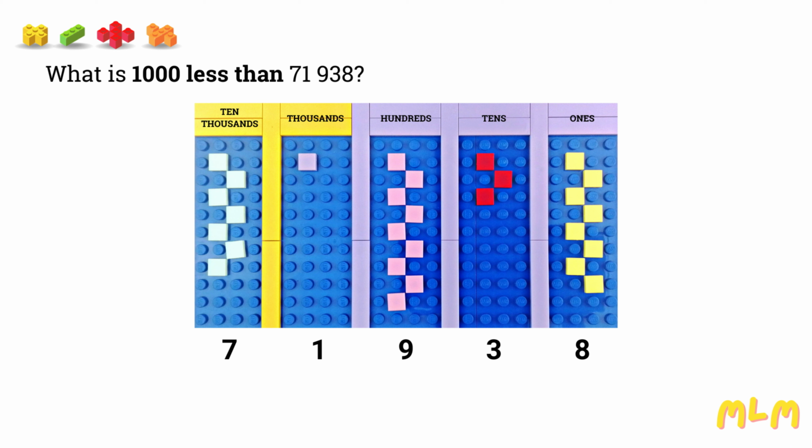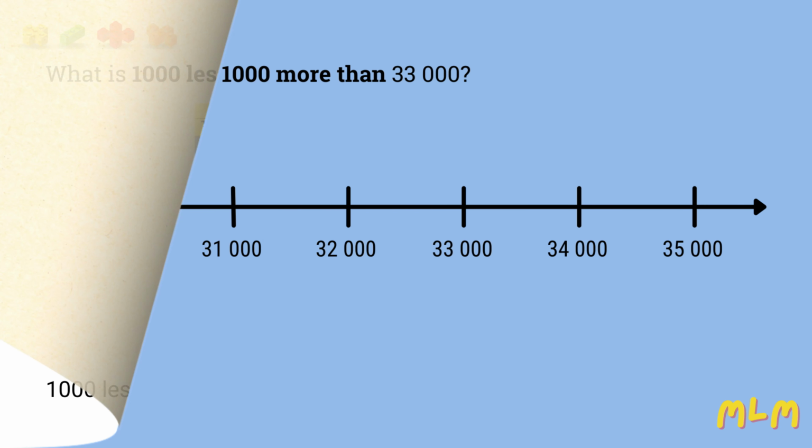Now let's do the next example using the same number. What is 1,000 less than 71,938? Let's take away one LEGO dot from the thousands column. 1,000 less than 71,938 is 70,938.